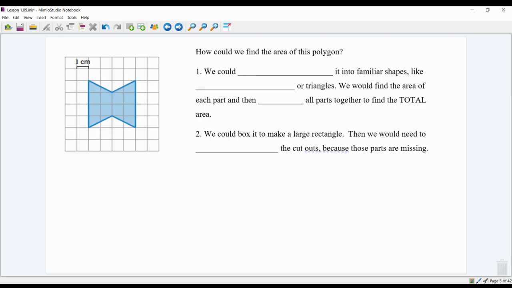All right, next, how could we find the area of this polygon? Well, we could decompose it into familiar shapes, like rectangles or triangles. That's usually what I look for. And then a square is just a special rectangle, right? We could find the area of each part and then add all the parts together to find the total.